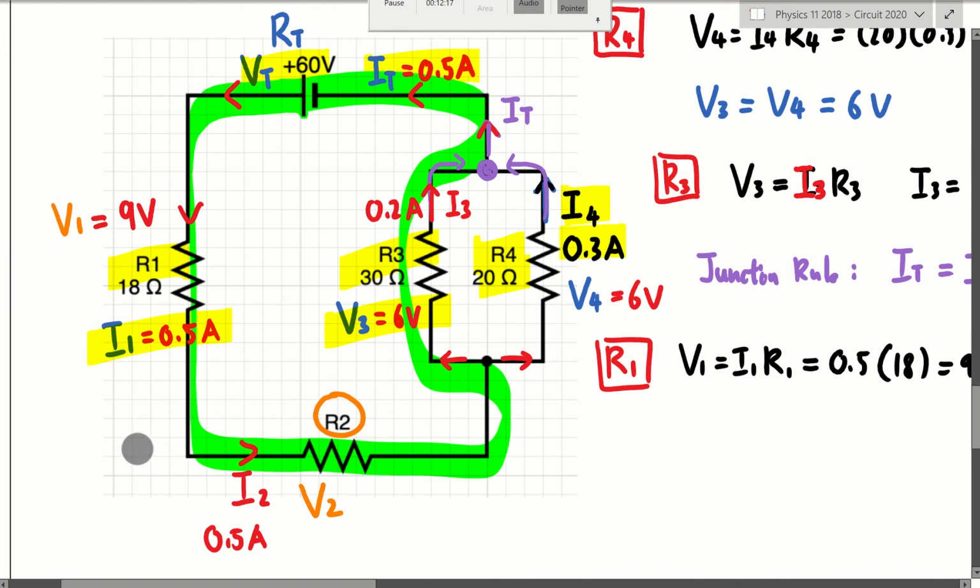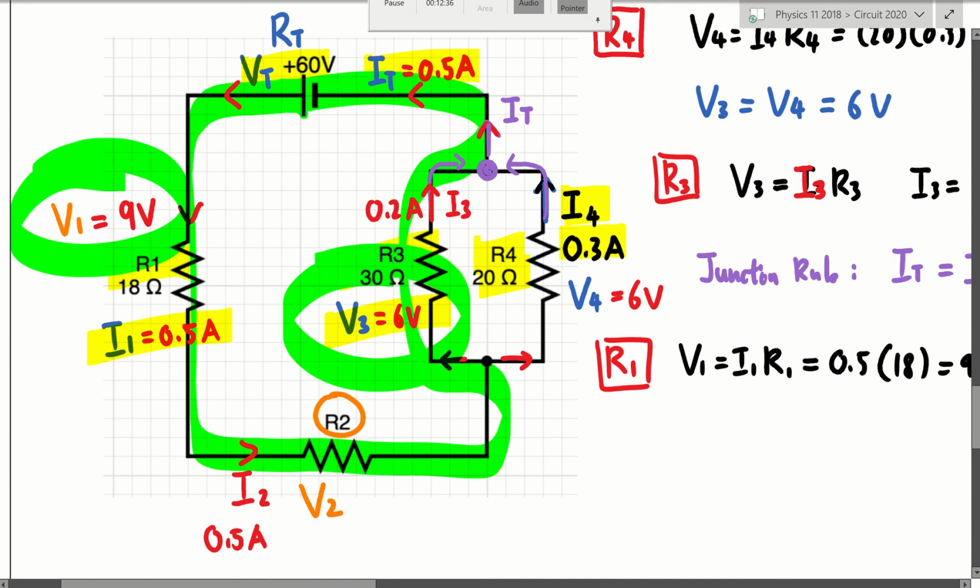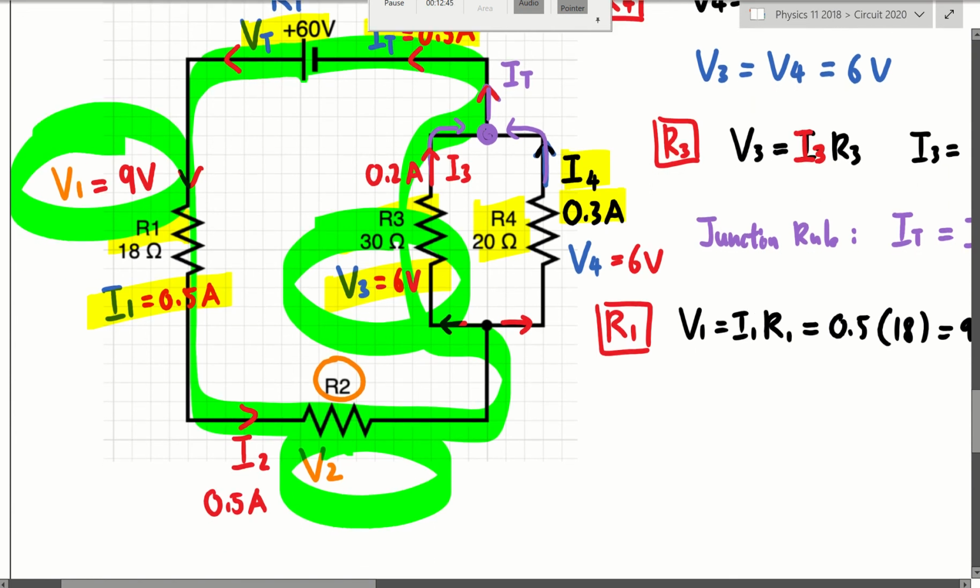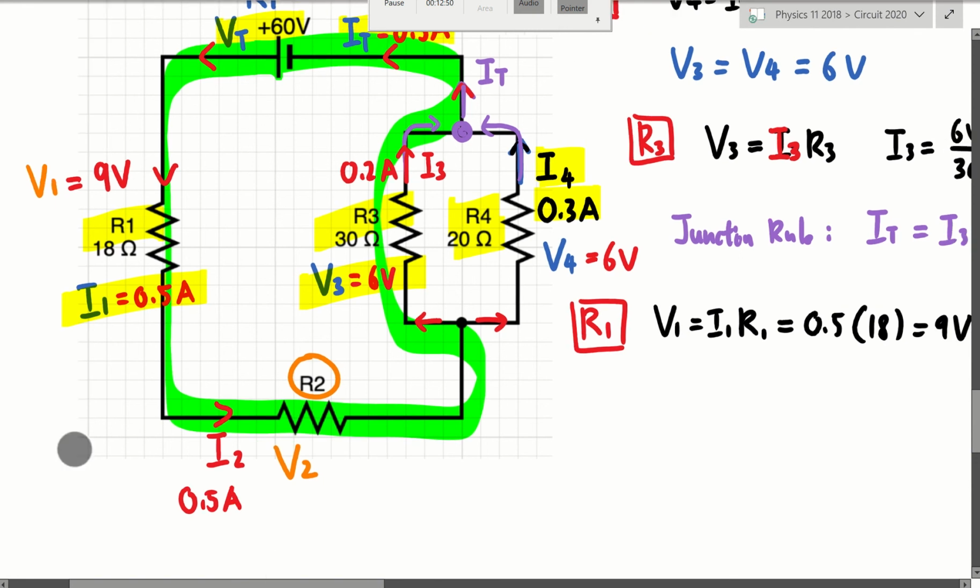I pick up how many pizzas? 60 pizzas from the battery, right? 60 volts, 60 pizzas from the battery. How many pizzas should I deliver in total? 60 pizzas. How much did I drop at R1? 9 pizzas. How much did I drop at R3? 6 pizzas. But I pick up 60 pizzas. So how much should I drop at R2 then? The remaining amount of pizza. So that's actually 45 if you're doing your mental math.